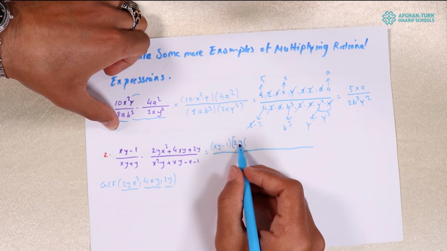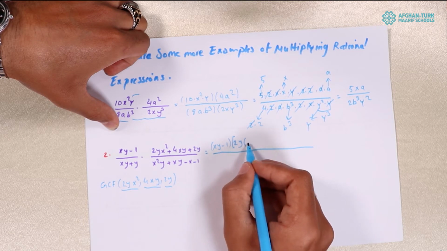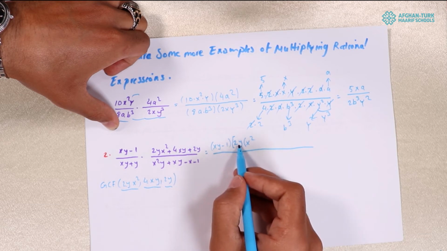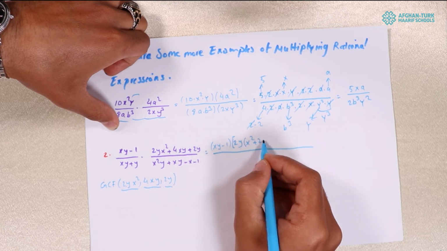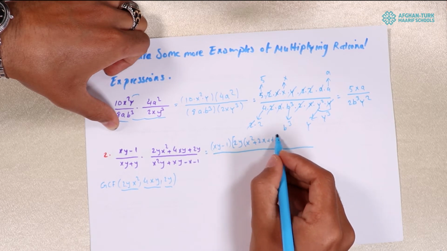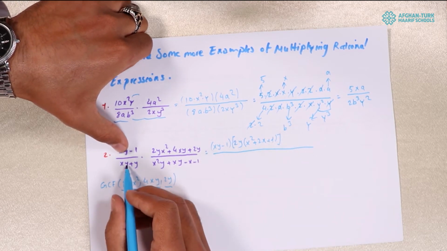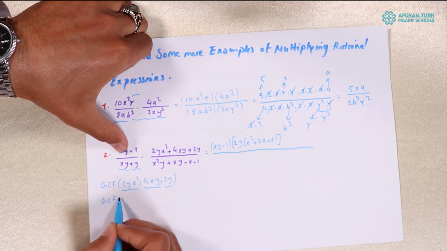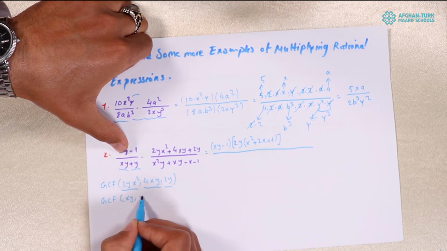2yx squared divided by 2y is equal to x squared. Am I right? 4xy divided by 2y is equal to 2x. 2y divided by 2y is equal to 1. Okay. And here, also the greatest common factor of xy and y.